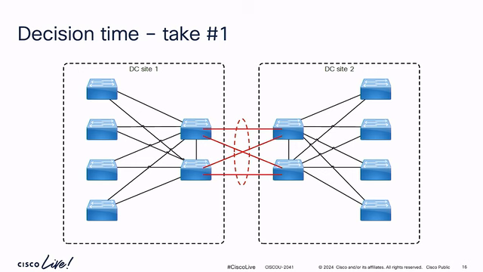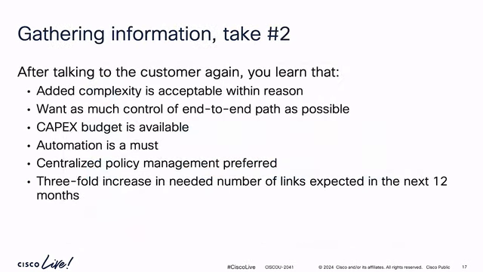So let's imagine another situation. You reset here, we go back and you talk to the customer and they say, okay, we can add some complexity because we've got skills, we've got good people working for us. We want as much control of the end-to-end path as possible. We've got some CapEx, we can buy some new gear if we need to. We need automation. And we want centralized policy management if we can.